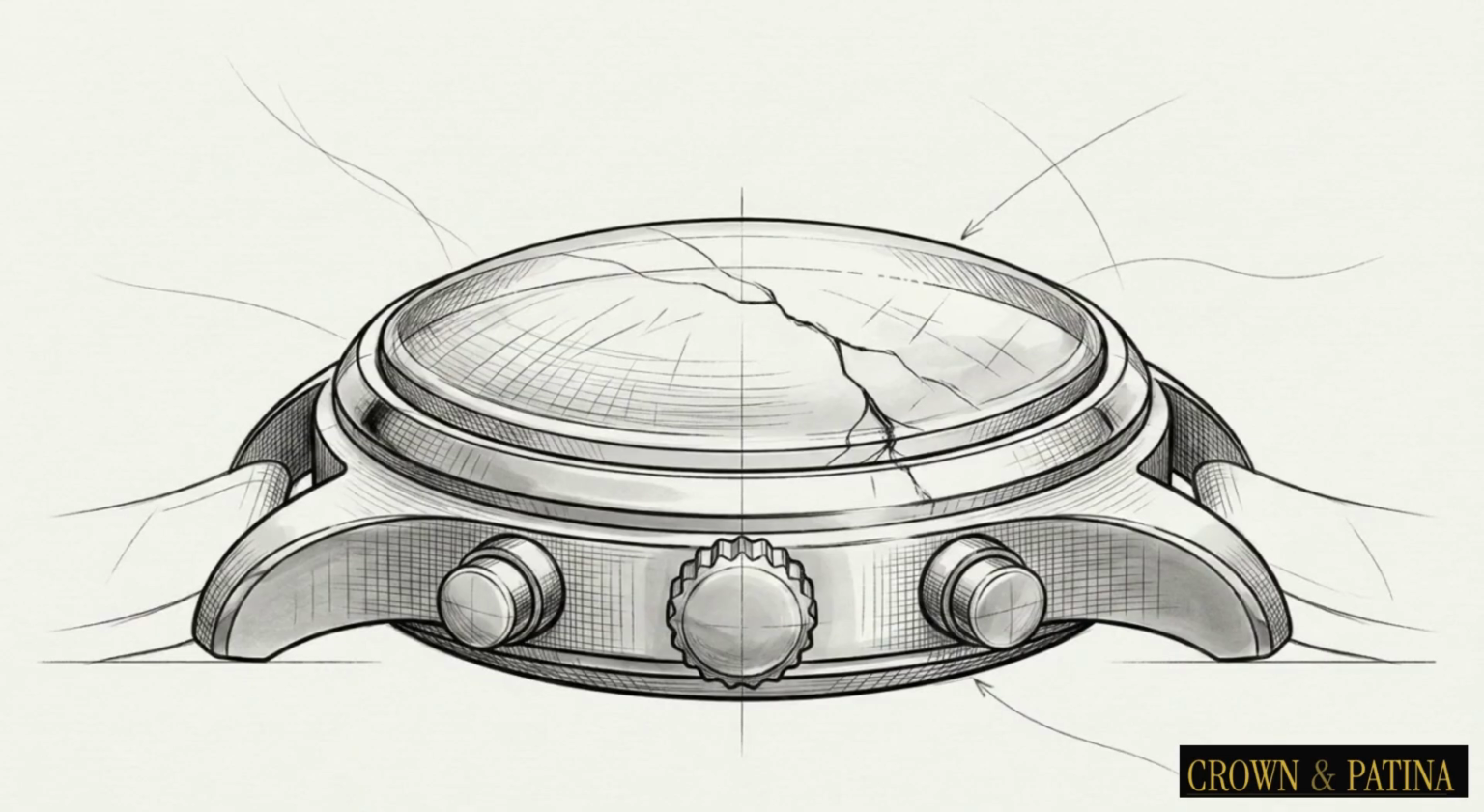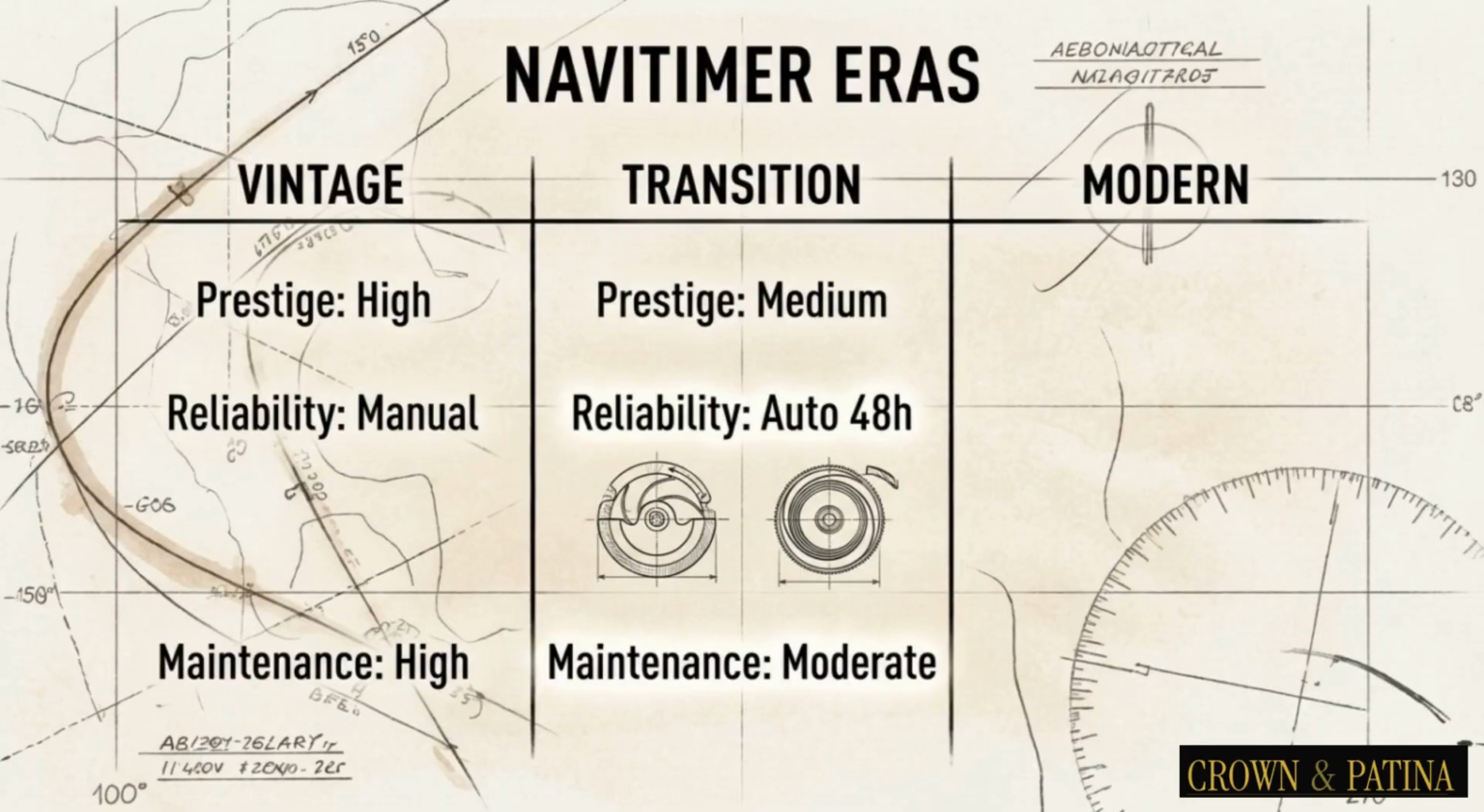That prestige comes with maintenance. You have to source increasingly scarce replacement parts and carefully protect the highly domed acrylic crystal from deep scratches. For a vintage look with less anxiety, look to the transition era, powered by Calibre 23 and 24.